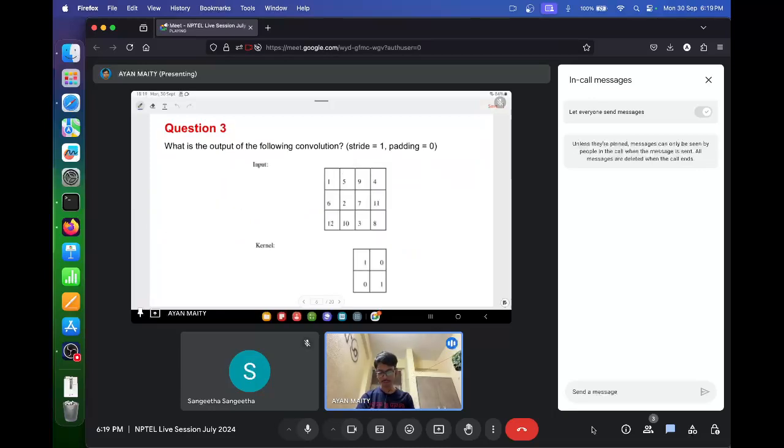Now question 3. What is the output of the following convolution with stride equals to 1 and padding equals to 0? So the input is this 3 by 3 matrix and kernel is this 2 by 2 matrix. So the question is that you have to compute the output of the following convolution with this input and kernel matrices.